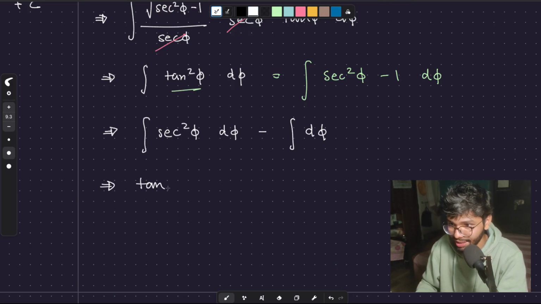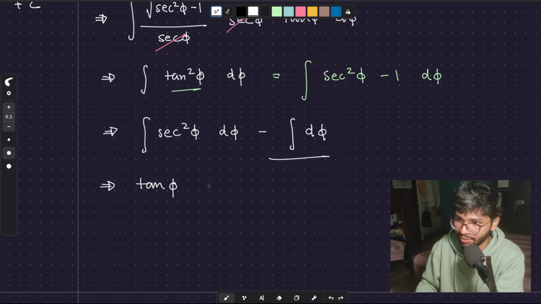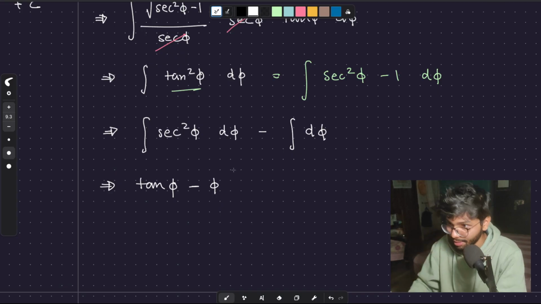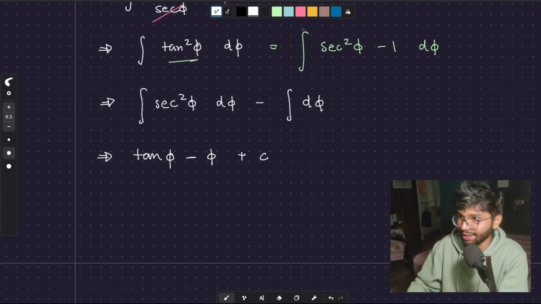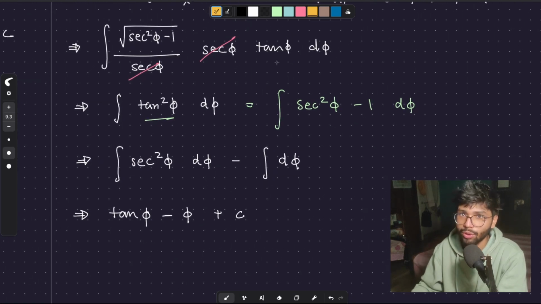So it's going to be tangent of phi, and this is just minus phi. Okay, just minus phi. Great. Plus c. We don't forget the plus c's over here, do we? Great. So we're still in the phi mode. We gotta get back to x mode.